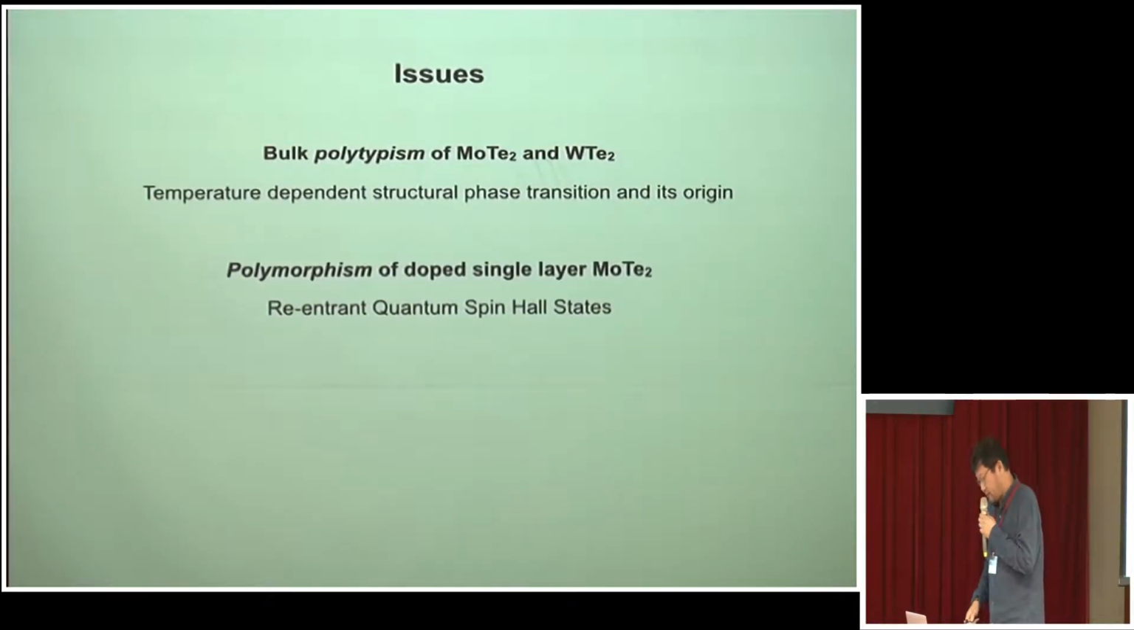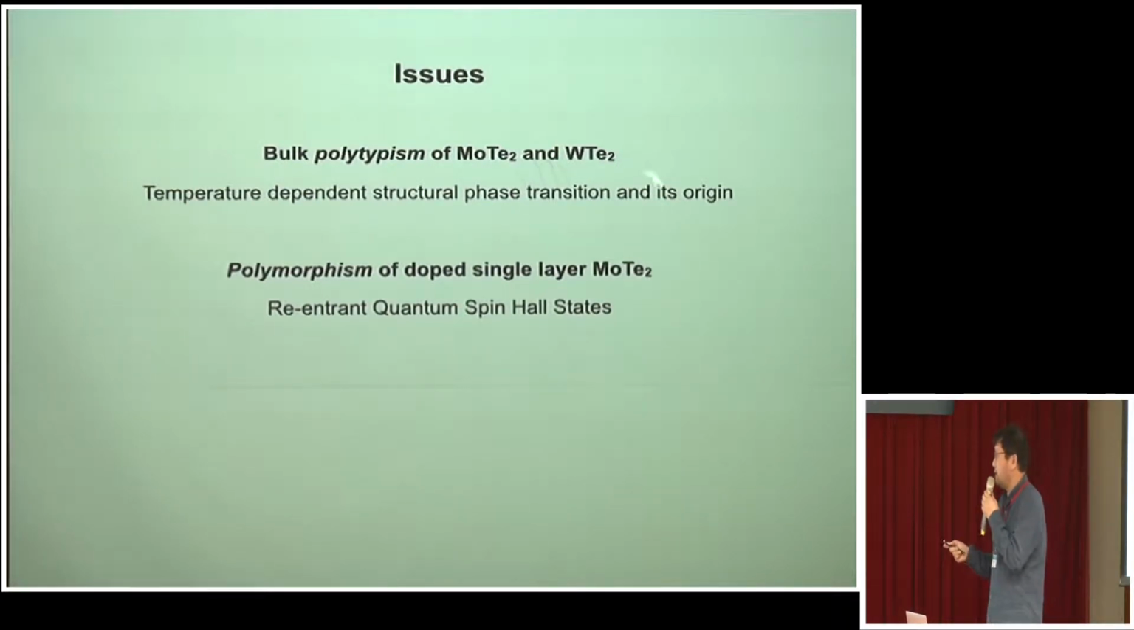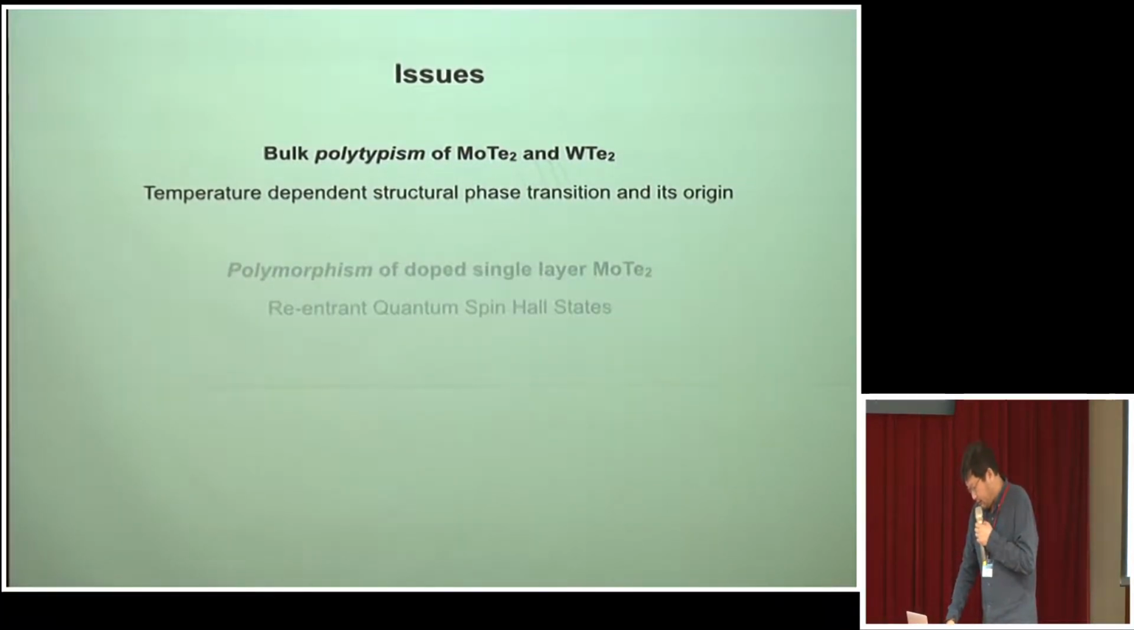The topics are as follows. I first discuss the bulk polymorphism of the 1T prime structure of molybdenum and tungsten ditelluride. For the second topic, I will go to the polymorphism of doped single-layer molybdenum or tungsten ditelluride and discuss the possible topological phase.